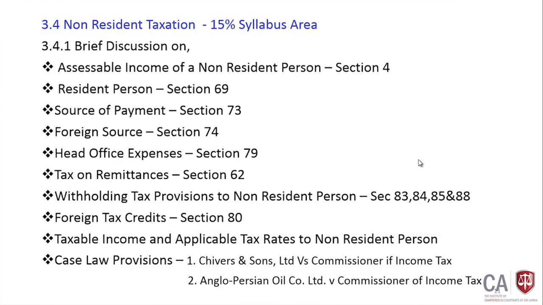Then taxable income and applicable tax rates to non-resident persons, again referring to the First Schedule to the Act, and two case law provisions given in the syllabus, which are very important, talking about the independent and the dependent agent on behalf of the principal: Chivias and Sons Limited versus CIR and the Anglo-Persian Oil Company versus CIR. This is the 15% syllabus area, and I am not going to touch all these theoretical areas, but the important theory with the revision and the question and answers.